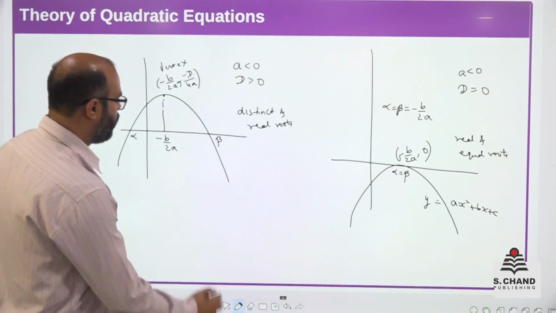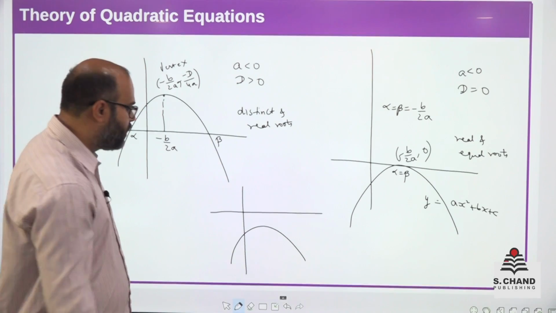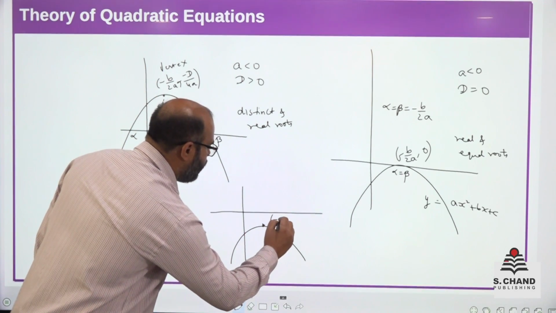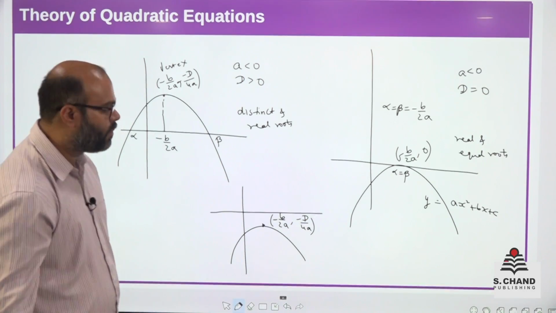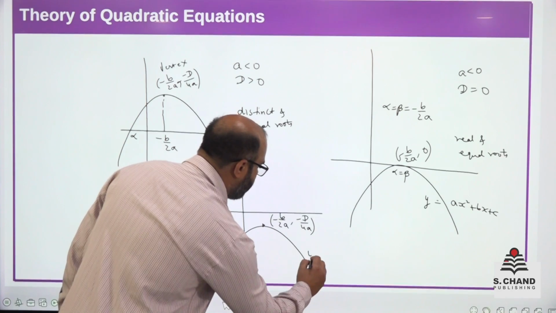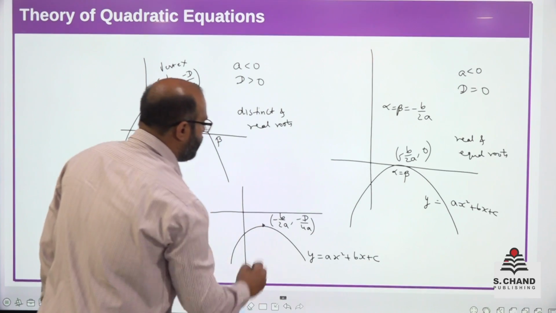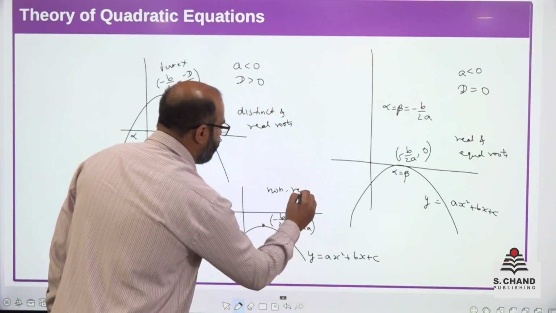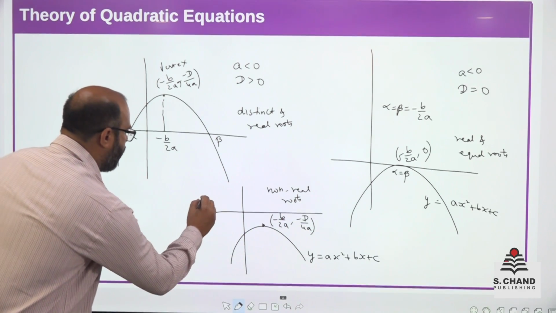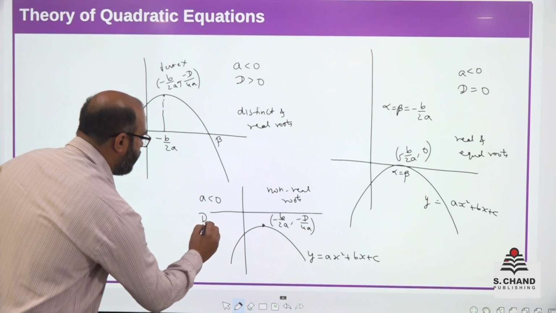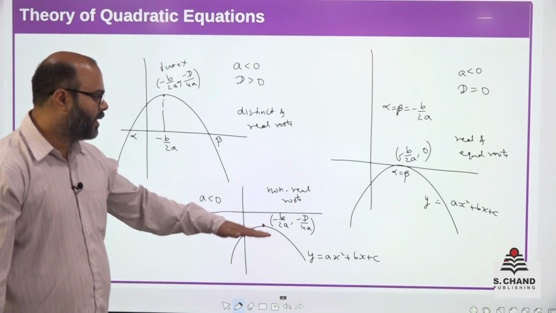And if we talk about the graph which is neither touching nor cutting the x-axis, then in that case the coordinate of the vertex will be minus b by 2a, comma minus d by 4a, and the equation is y is equal to ax square plus bx plus c, and this is non-real roots, as it is evident from the graph also, since here a is negative and d is also negative. So minus d by 4a is negative value below the x-axis.